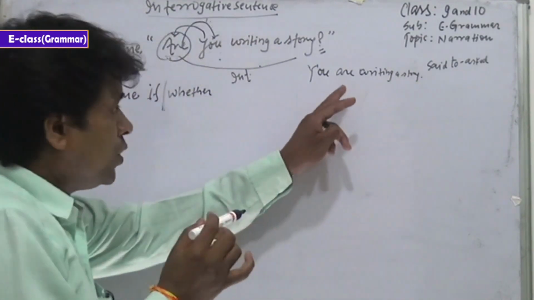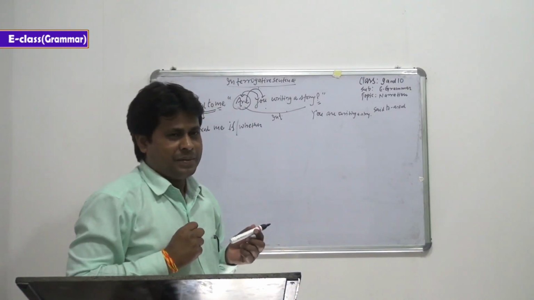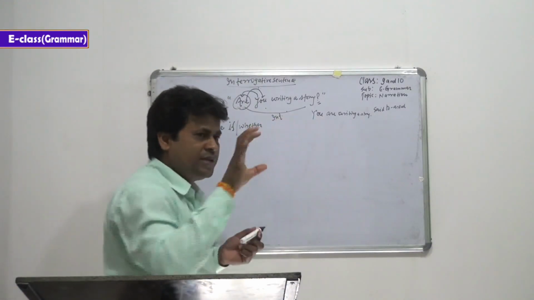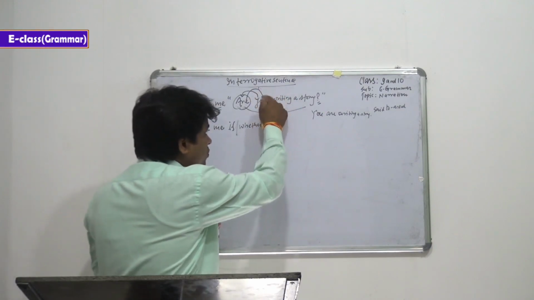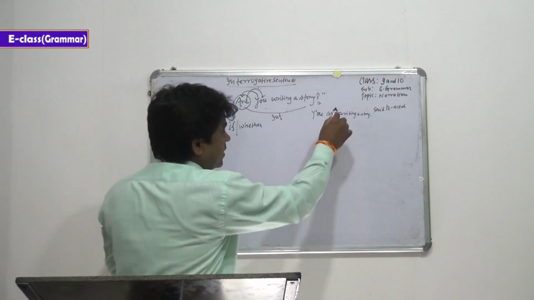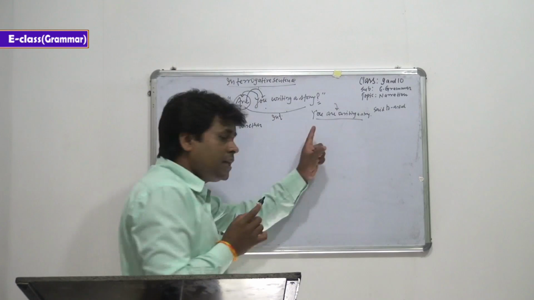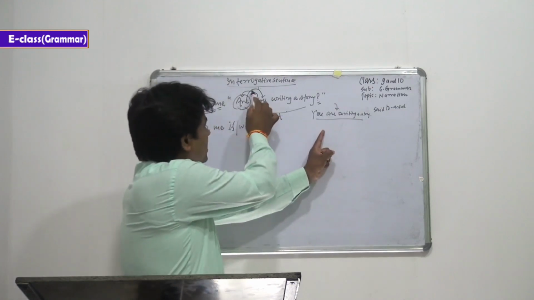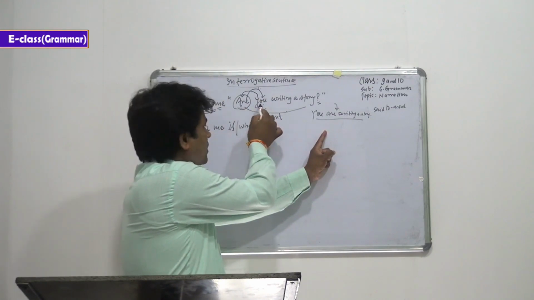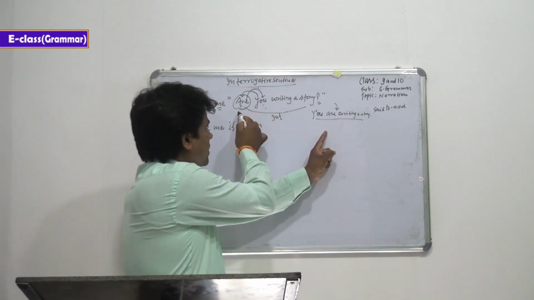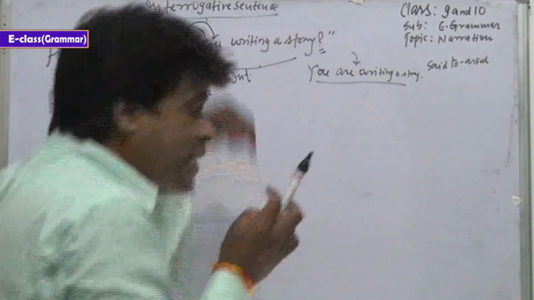See, this is to be done in mind. Although I have written you for your convenience. This interrogative sentence is to be changed into the pattern of assertive here. Yes. Is it clear? I have just interchanged the places of subject and this auxiliary verb. You comes at first, are goes later. Now you will change this into indirect speech.